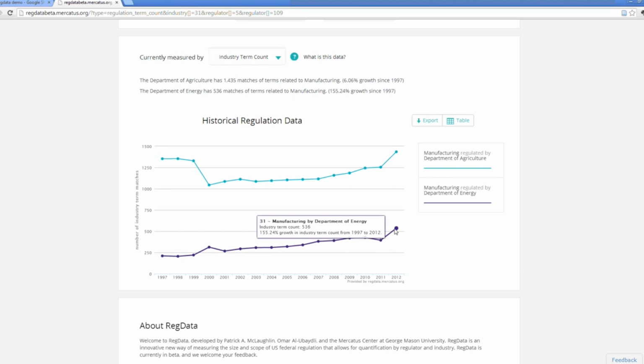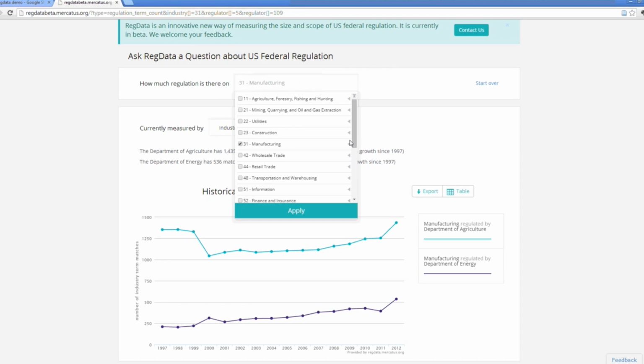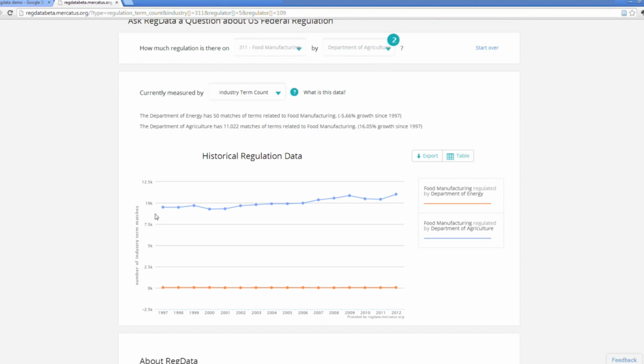Now we can zoom in on more narrowly defined industries here. And so we go back up to this drop box. Again, it's the industry drop box. I clicked on the right of manufacturing, and it shows manufacturing's children. I clicked on food manufacturing now. So this is a specific child industry of manufacturing.